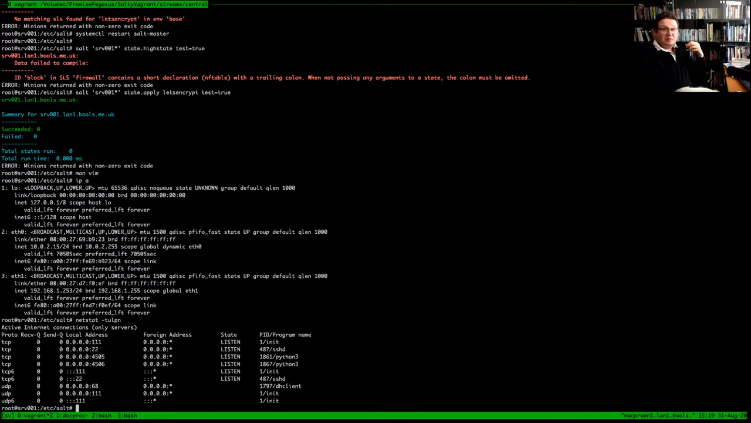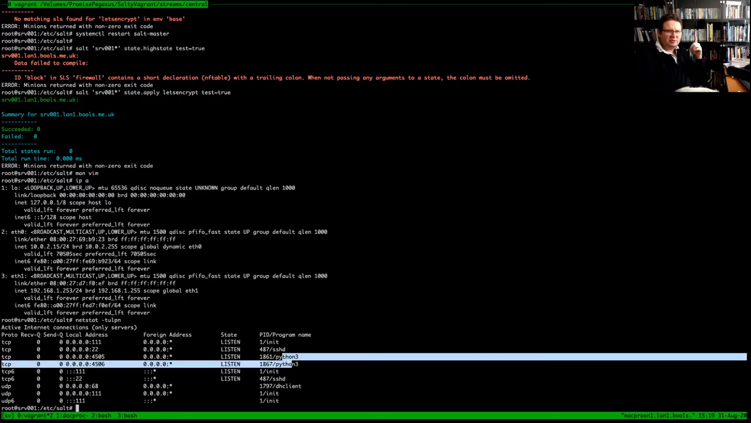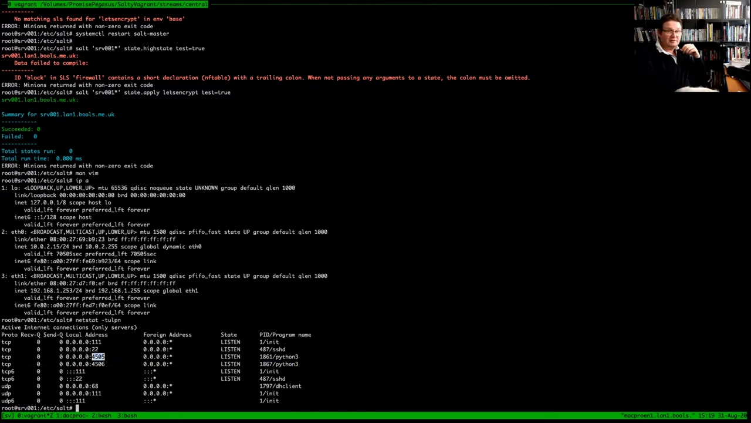Okay, so at the moment, there's not much running on our system, only what we expect, which is the SSH server, SSHD. And then we've got these two Python processes, which are our Salt master, which is using 4505 and 4506 for various things. So what we want to do now, there are several things we ought to do. One thing we ought to do is make sure that Salt doesn't bind to all the interfaces.